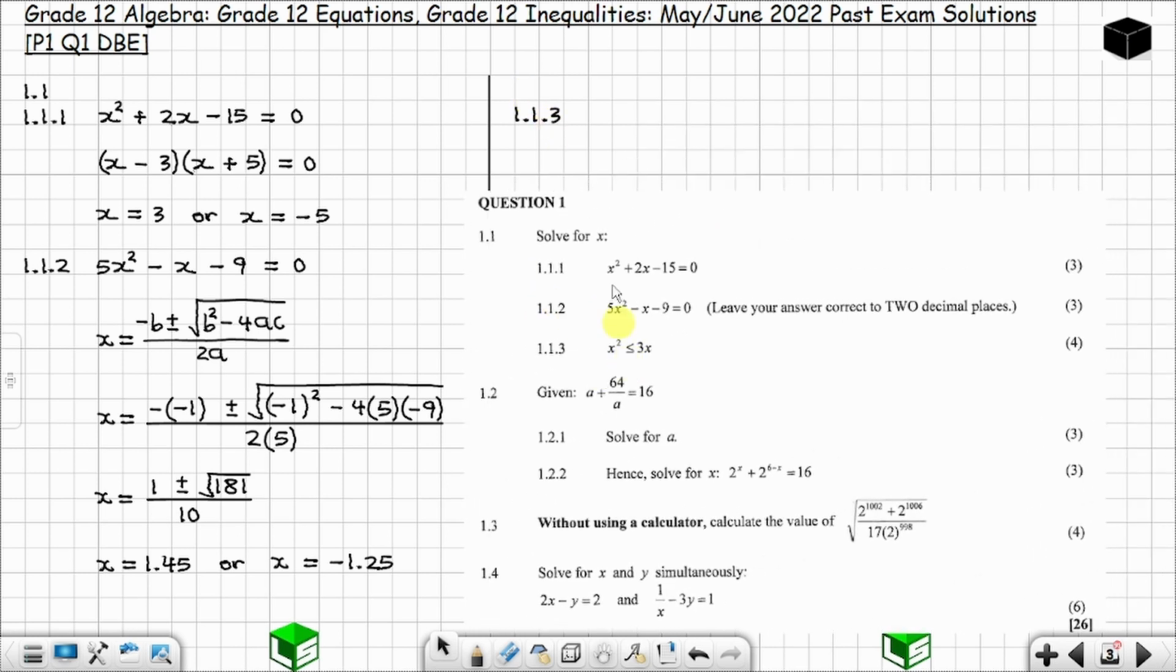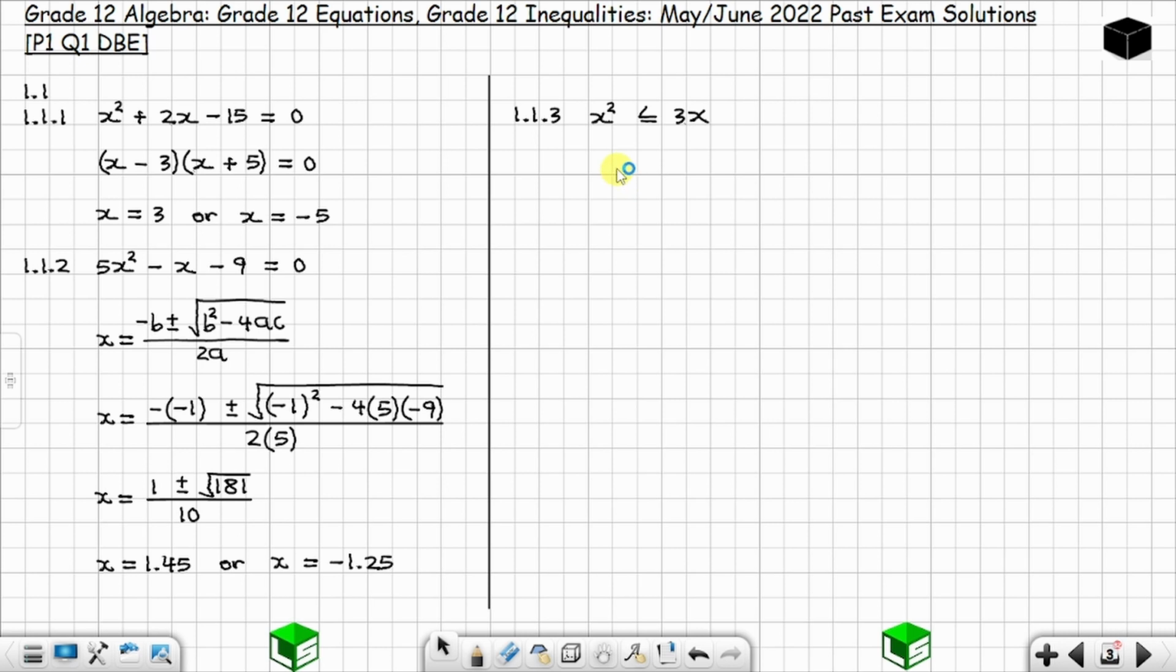You are given this: x squared less than or equal to 3x. Okay, less than or equal to 3x. You have to solve for x. Let me close this for now. Okay, this is x squared. You take this to the left. This is minus 3x, less than or equal to 0. You now have 0 on the right side.